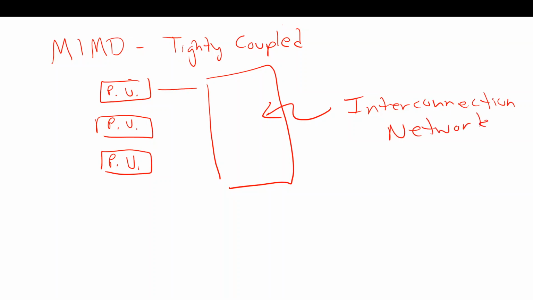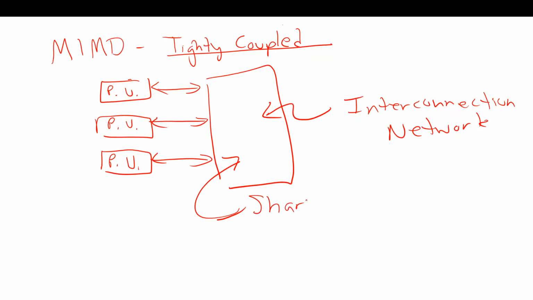Now, in the name of defining this thing tightly coupled, what you're doing is simply defining exactly what this interconnection network is made of. And in the case of tightly coupled, it's a shared memory. We're passing information back and forth, not through messages, but actually through values that are in reserved portions of memory that all the processing units can see.